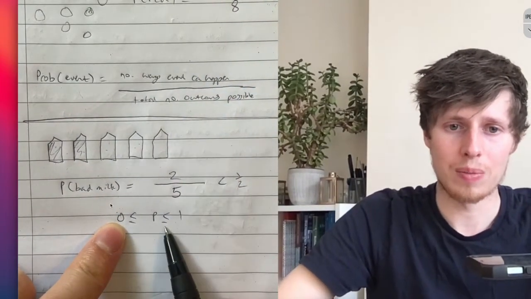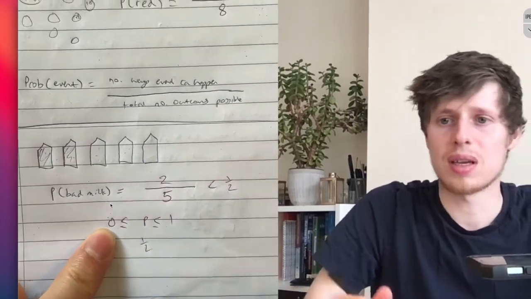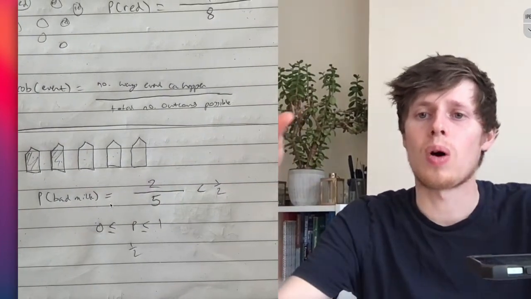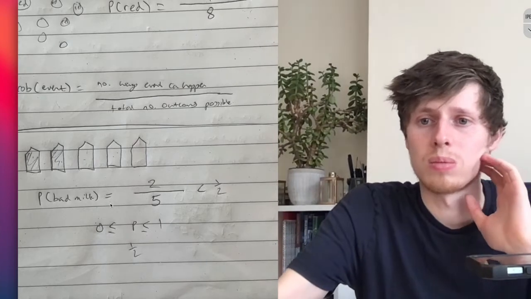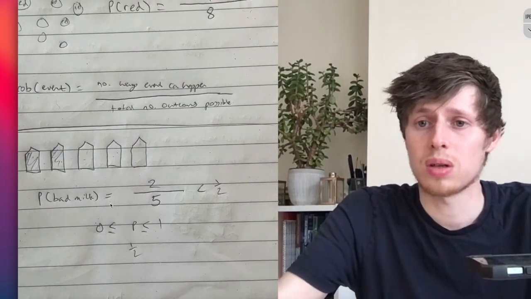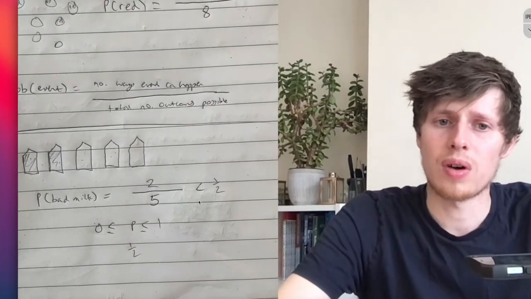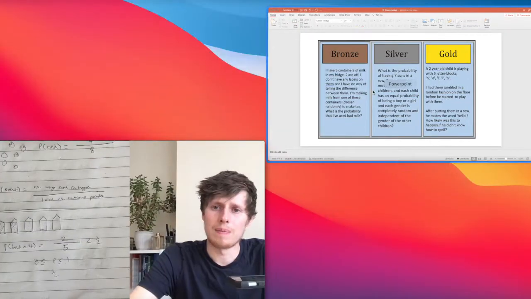So yeah, we have that probability. And remember, anything with a probability of a half means it's equally likely to happen or not happen. So tossing a coin, you're equally likely to get heads or tails, so that would have a probability of a half either way. Okay, let's go on to the next question.